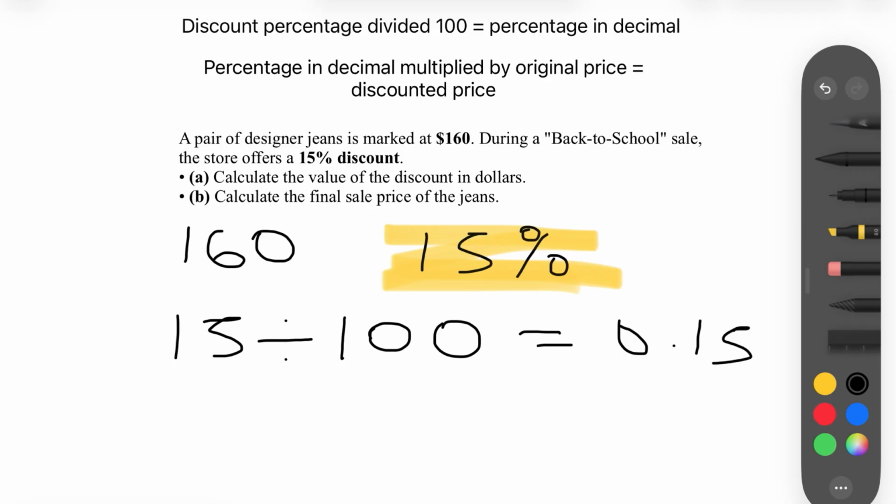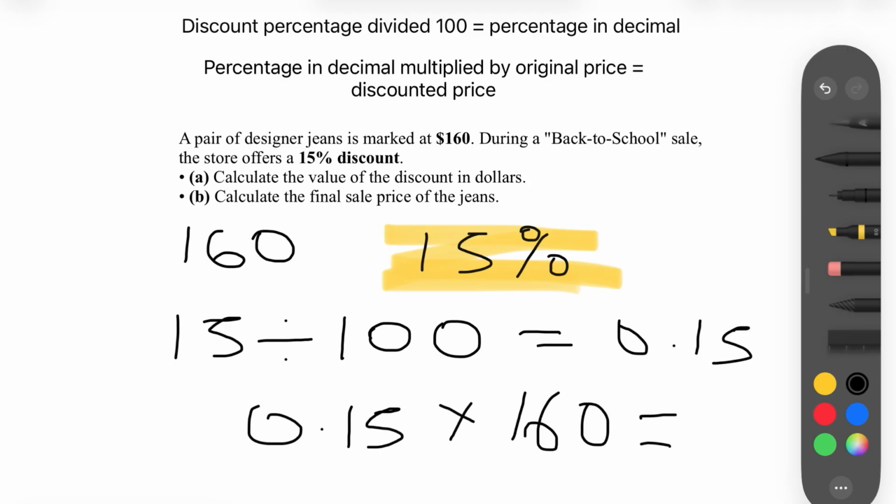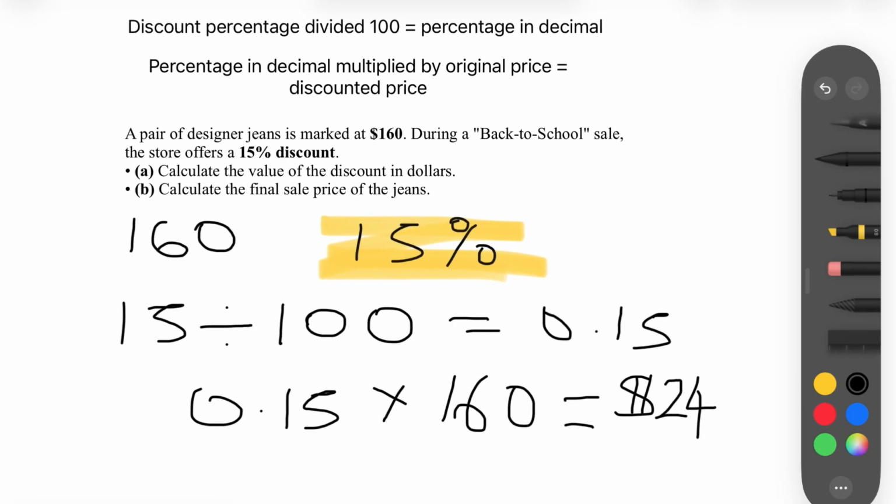0.15, right? Now it isn't done there. So now it says the percentage in decimal is supposed to be multiplied by the original price. So 0.15 is going to be multiplied by 160. And when that is done, we get $24. Now, what is this $24? This is the discount value. So this is how much is actually being taken out. So this is how we calculate the value of discount in dollars.